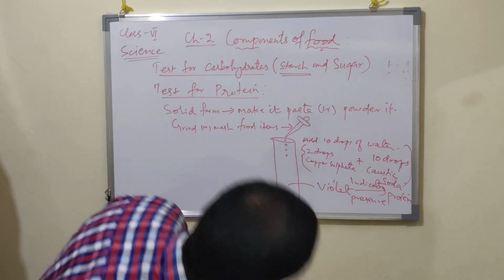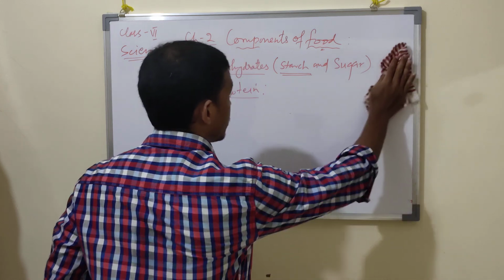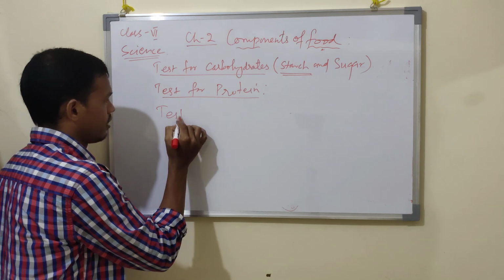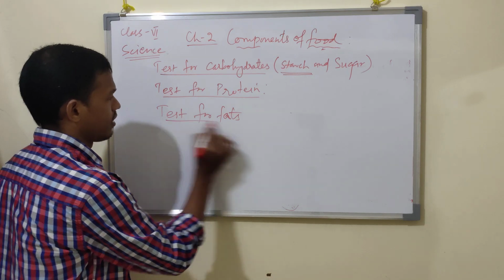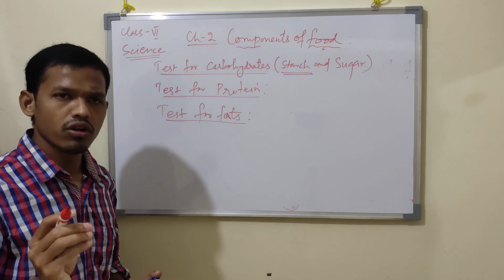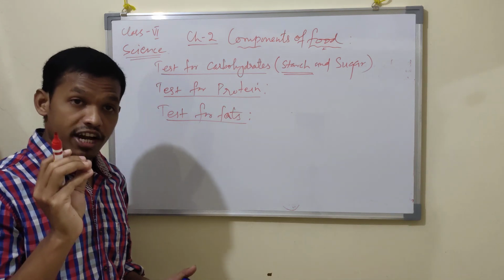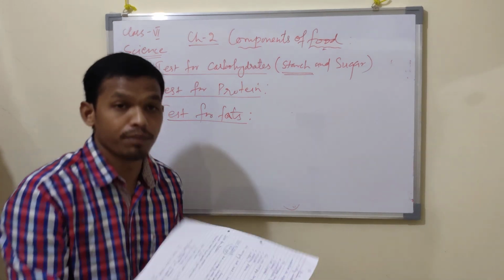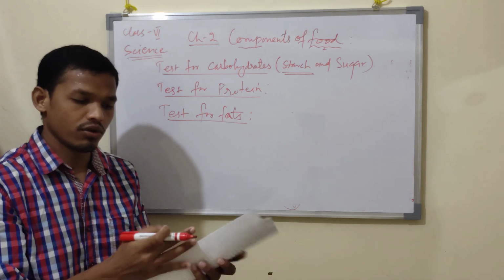So now next we will test for fats. This is an easy method. Test for fats. For testing fats, you take a small quantity of food item, cooked or raw ingredients. Take these food items and wrap them in paper. Take one piece of paper. You keep these food items in that paper and wrap it.